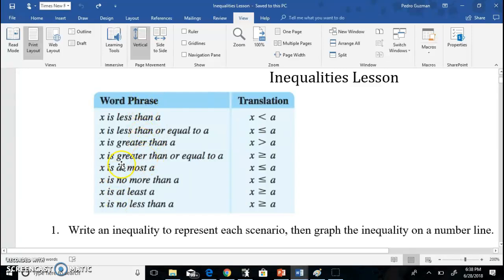The next four are the ones that I need you to really focus on and study. If you need to put these down on a note card for the test when we do that, that is a good idea. But the words, what does it mean when we say at most? What does it mean when we say no more than? What does it mean when we say at least? What does it mean when we say no less than?